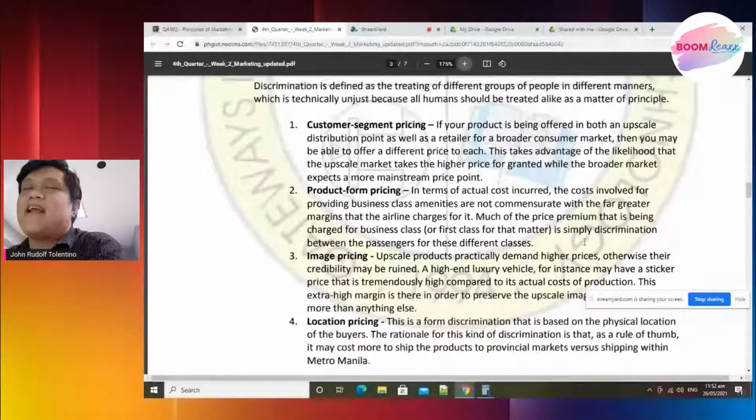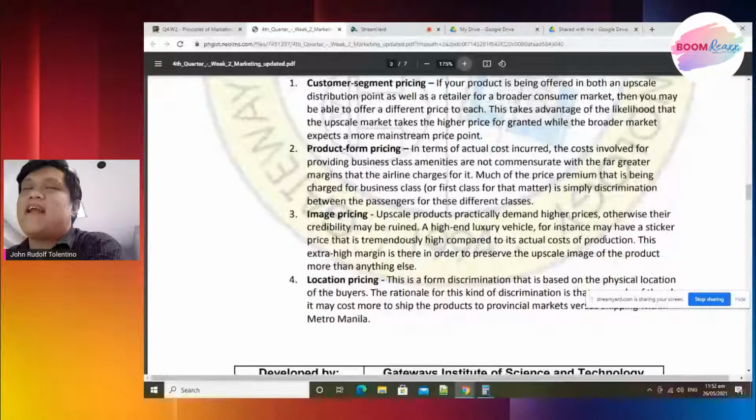Next, image pricing. Upscale products practically demand a higher price, and otherwise the credibility may be ruined. Okay, a high-end luxury vehicle, for instance, may have a sticker price that is tremendously high compared to the actual cost of production. This is extra high margin. The high margin is there in order to preserve the upscale image of the product more than anything else.